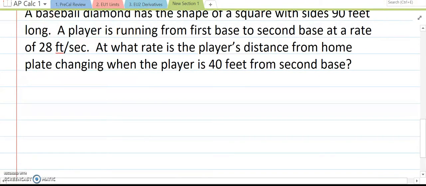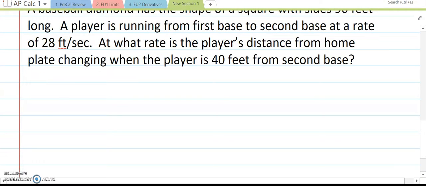All you sports fans out there, let's talk about baseball for a second. Baseball, talking about a baseball diamond. It has the shape of a square. Sides are 90 feet long, no matter where home base is. So that means I'm looking at something that looks like this. All 90-degree angles in it. And this distance is 90 all the way around.